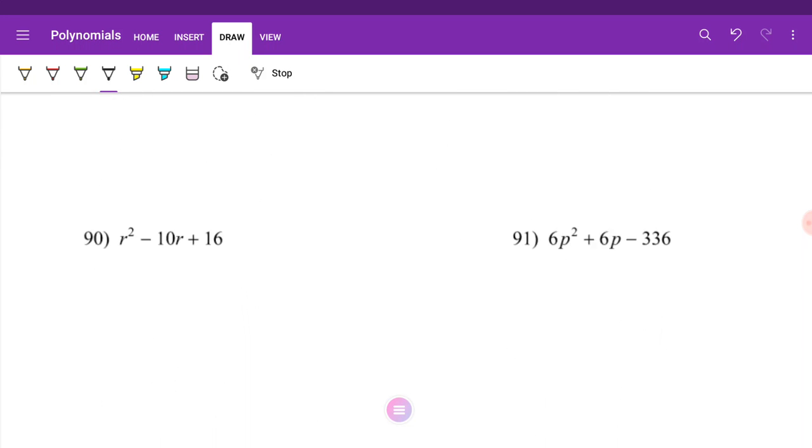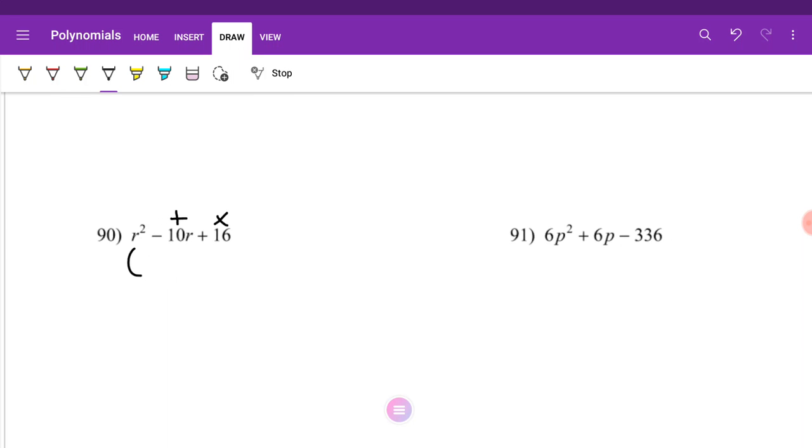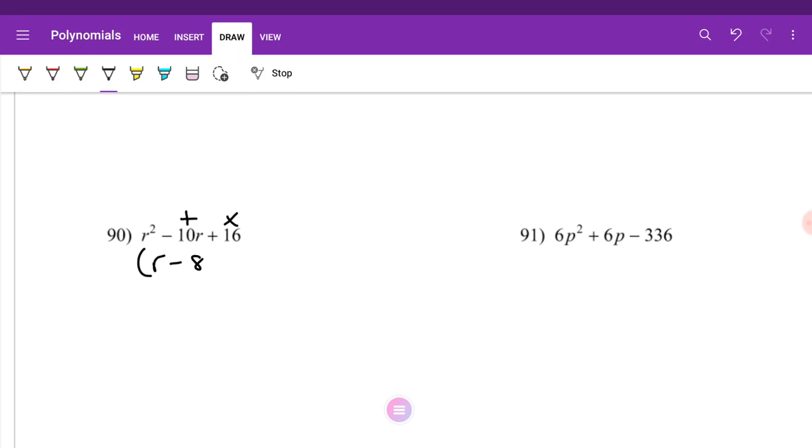So here is when it gets tricky. They're going to throw these in at you because on your quiz and test they'll all be mixed together. Do you have to divide by anything? No, because there's no number in the front. You just go straight to what adds up and multiplies. R minus 8, R minus 2.